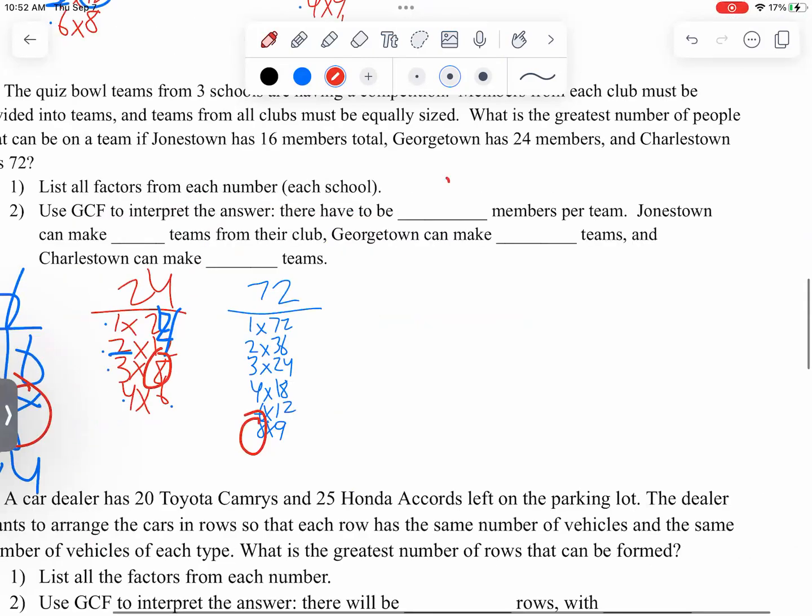So there have to be 8 members per team. This is a bit of a different wording, no problem. So Johnstown, because they have 16 members total, can have 2 teams of 8 as factors. Georgetown has 24 members total, so they could have 3 teams of 8. And Charlestown has 72, so they could have 9 teams of 8.